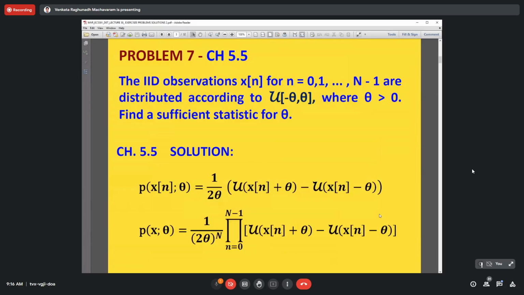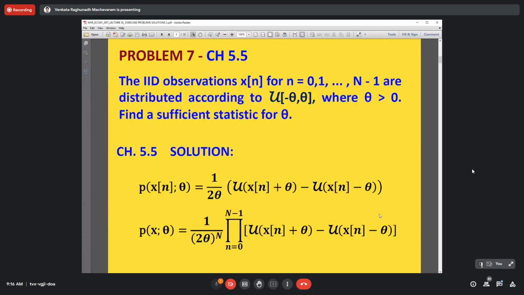So from chapter 5, one problem. What is IID observations? They are now distributed uniformly, instead of Gaussian. So the observed data distribution is given to us. Find the sufficient statistics. Write the distribution function. This example we saw while we were discussing sufficient statistics, almost the same example because of its uniform nature. So therefore it's 1 by 2 theta with u of xn plus theta, u of xn minus theta.